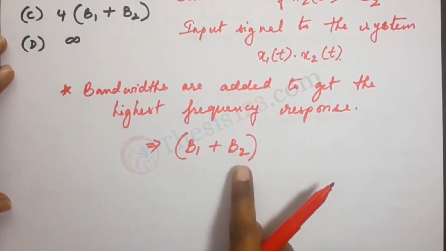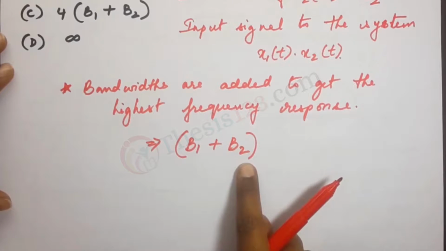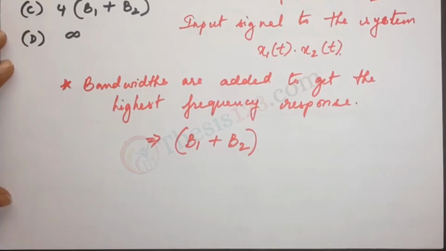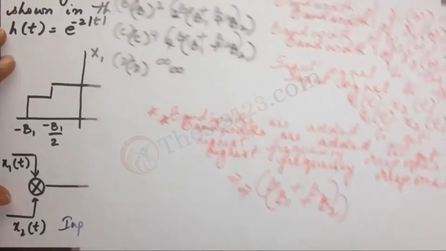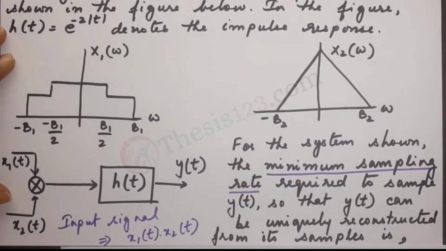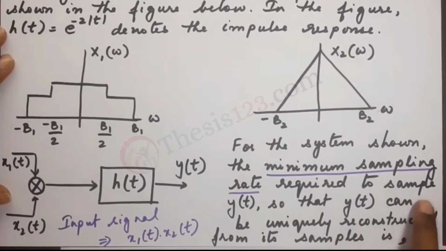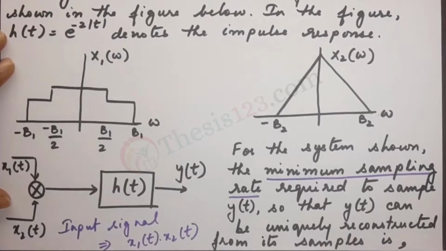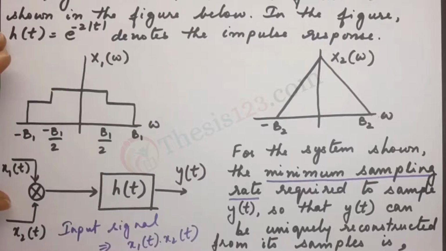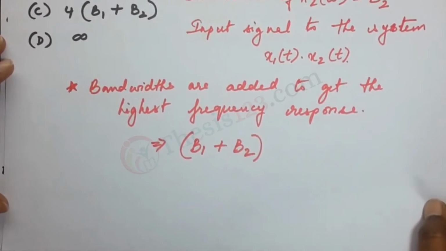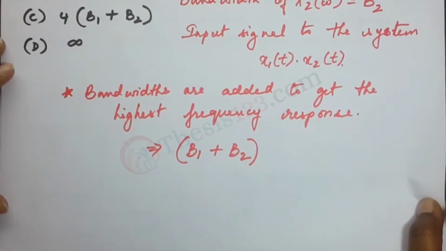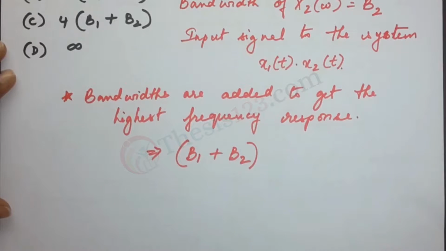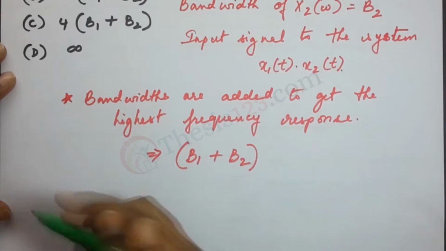Now this is the general sampling rate, B1 plus B2. But because we are talking about the sampling rate, the question says, the minimum sampling rate required to sample y of t so that y of t can be uniquely reconstructed. Since it talks about uniquely reconstructed and the minimum sampling rate, we have to remember Nyquist's principle of sampling rate. So, according to Nyquist's principle, let me write that down.